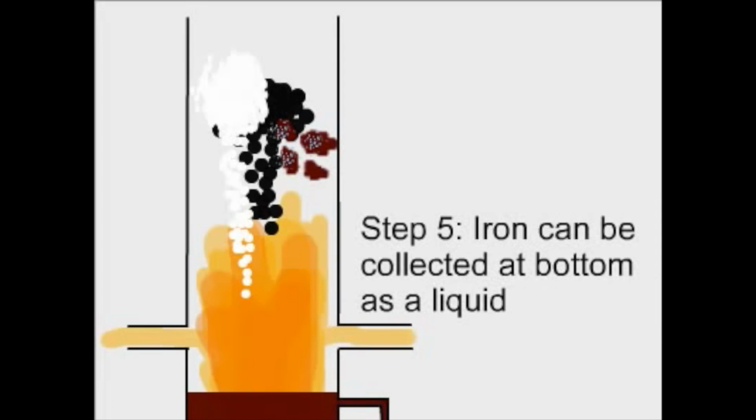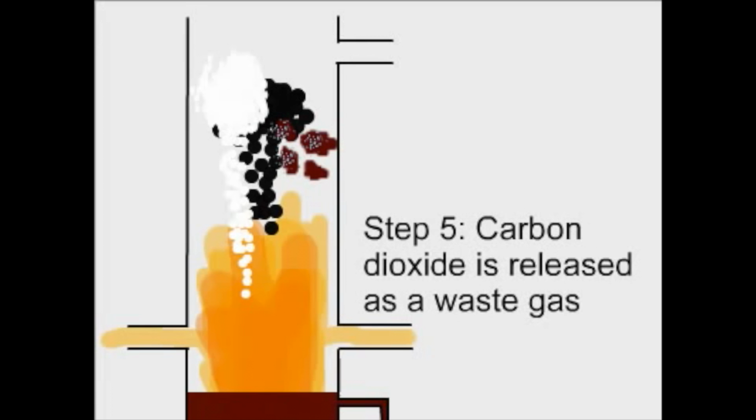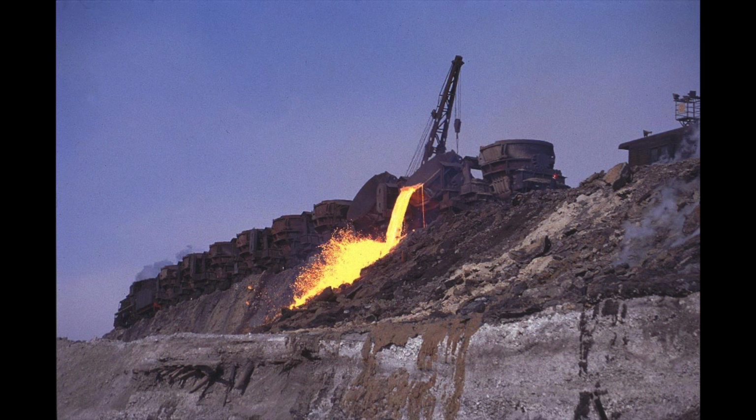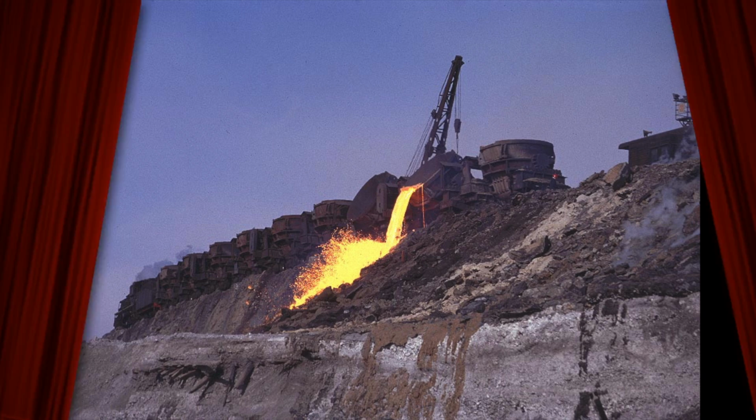The temperature is hot enough to melt the iron, and the iron can be tapped off in liquid form. The carbon dioxide is then released as waste gas. The slag from before is also tapped off and can be used to make roads.